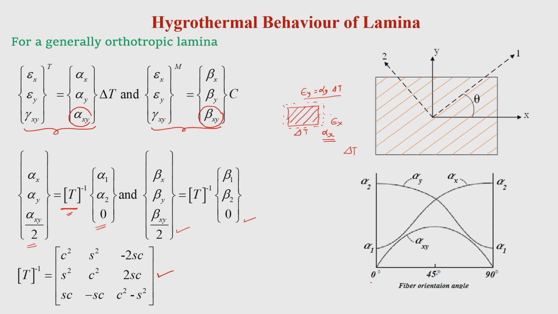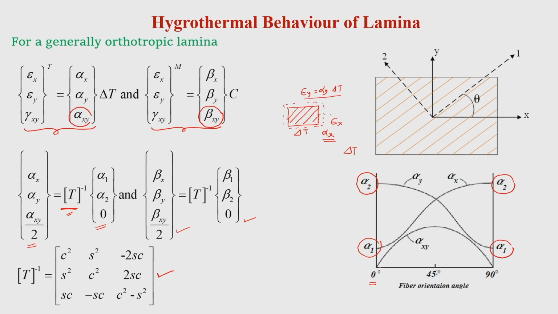So, naturally at theta is equal to 0, alpha x is nothing but alpha 1, at theta is equal to 90, alpha x is nothing but alpha 2. This is very well understood. Similarly, at theta is equal to 0, alpha y is nothing but alpha 2, at theta is equal to 90, alpha y is nothing but alpha 1. Okay. And alpha x y, what is alpha x y?